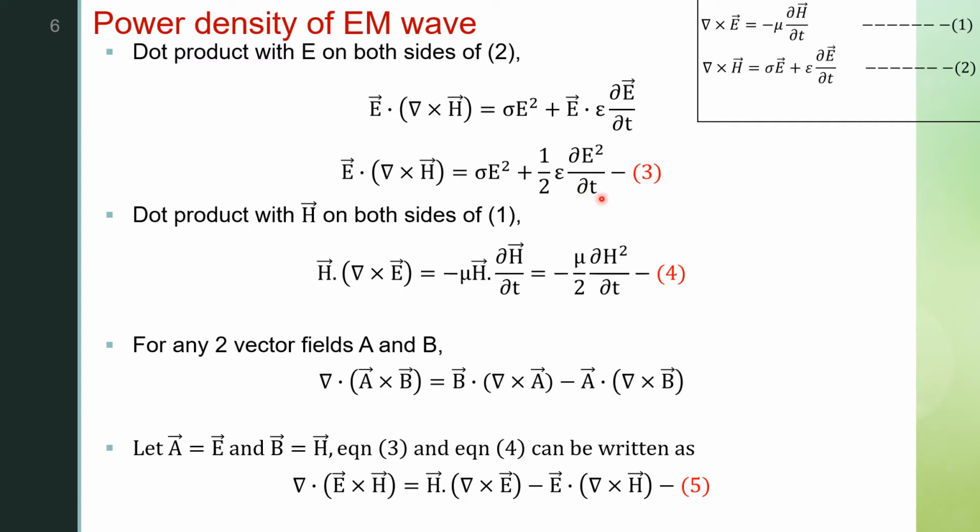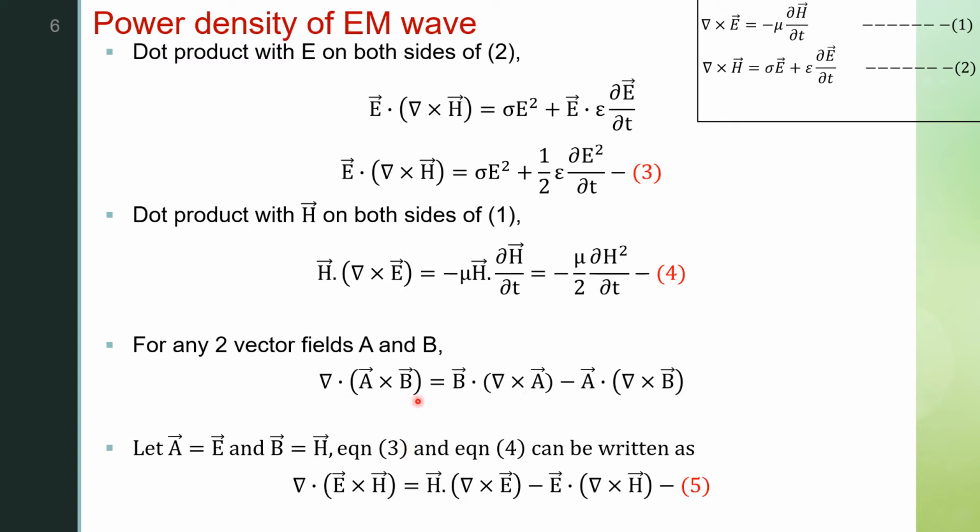Next, let's take the dot product with H on both sides of equation number 1. Equation number 1 is del cross E is equal to minus mu ∂H by ∂t. So let's take the dot product with H on both sides. That is H dot del cross E is equal to minus mu H dot ∂H by ∂t. Now, H dot ∂H by ∂t, what is it? It is half ∂H square by ∂t. So you will get minus mu by 2 ∂H square by ∂t. Let's number this as equation number 3, and the one from taking the dot product with H on equation number 1 as equation number 4.